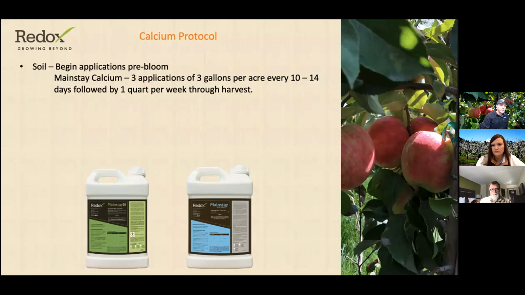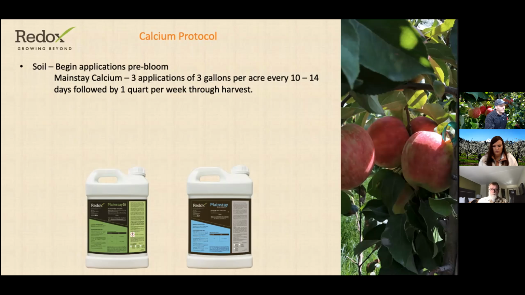And rates will vary, right? You may have a cultivar where you don't get a lot of bitter pit, but you're having problems with storageability. So you want to improve your calcium nutrition. You can do that by using the same protocol, but perhaps using lower rates with cultivars that are more effective at partitioning calcium to the fruit, such as the Gala, for example.